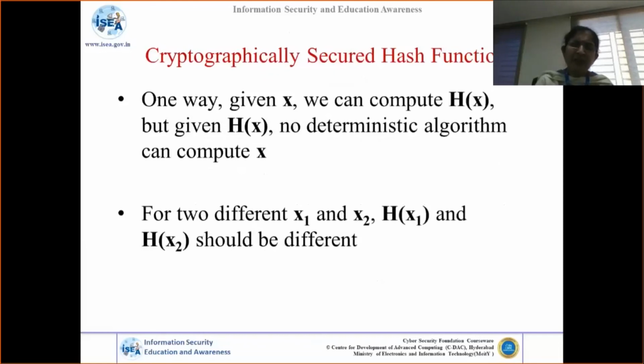And cryptographic secure hash functions are all one way. What does it mean? Once a variable length string is passed through the hash function, you end up with a fixed value, and from the fixed value there is no way to get back the original message. No deterministic algorithm exists which can give back our original message. And two different strings, when passed as input to the same hash function, should lead to different values, even if there is a slight change of one character.